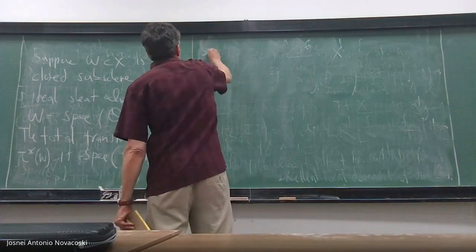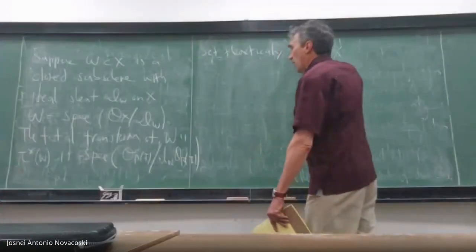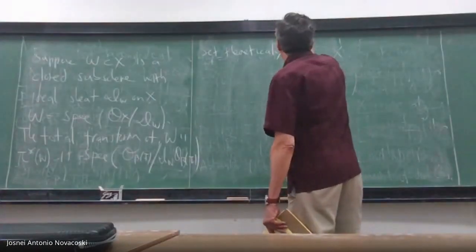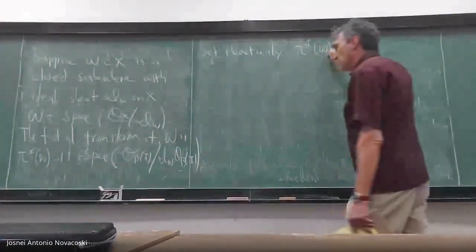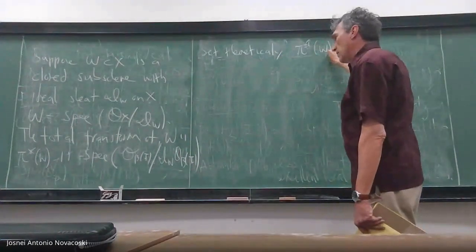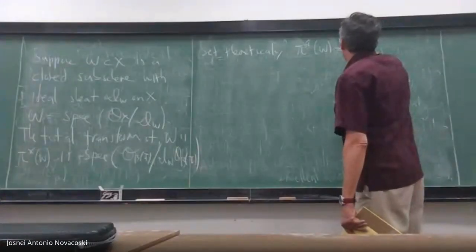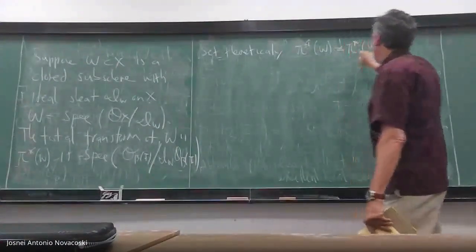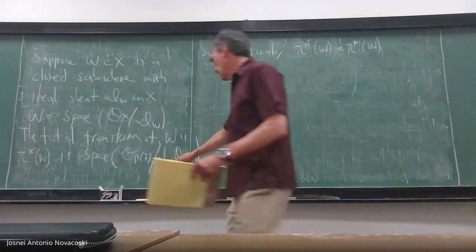Set theoretically, one has that pi inverse of W is equal to the pi star of W. But in this case, you've got some more structure which you're looking at.